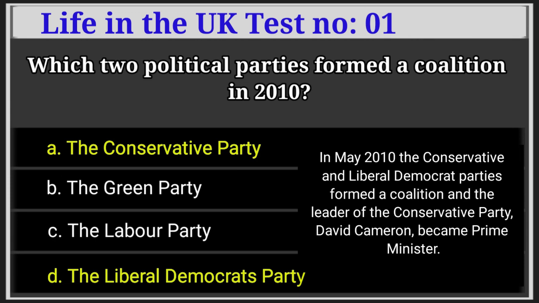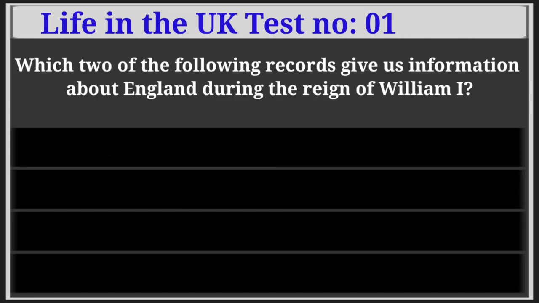In May 2010, the Conservative and Liberal Democrat parties formed a coalition, and the leader of the Conservative Party, David Cameron, became Prime Minister.